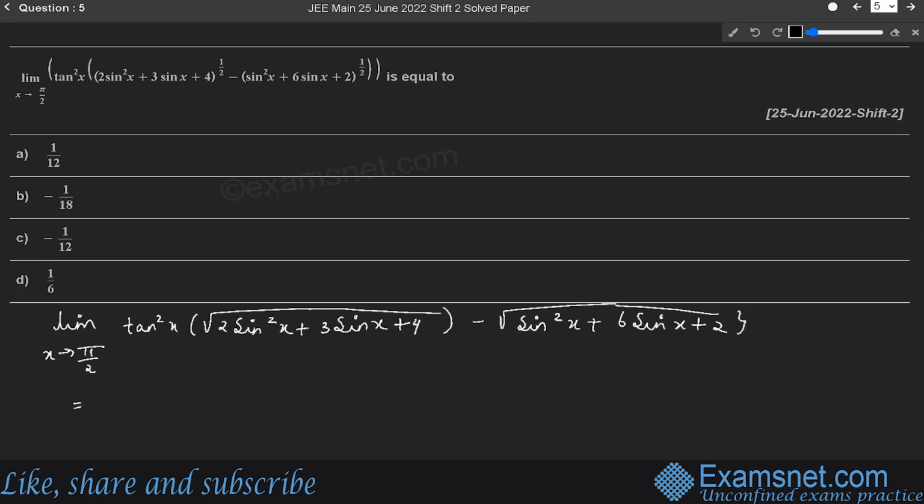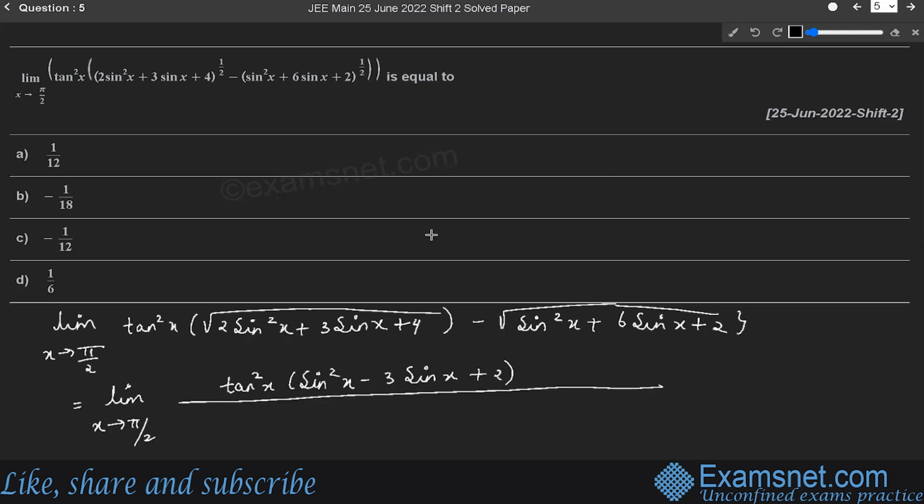So this will be equal to limit x tends to pi by 2 of tan square x into (sin square x minus 3 sin x plus 2) whole divided by (under root of 2 sin square x plus 3 sin x plus 4 plus under root of sin square x plus 6 sin x plus 2).